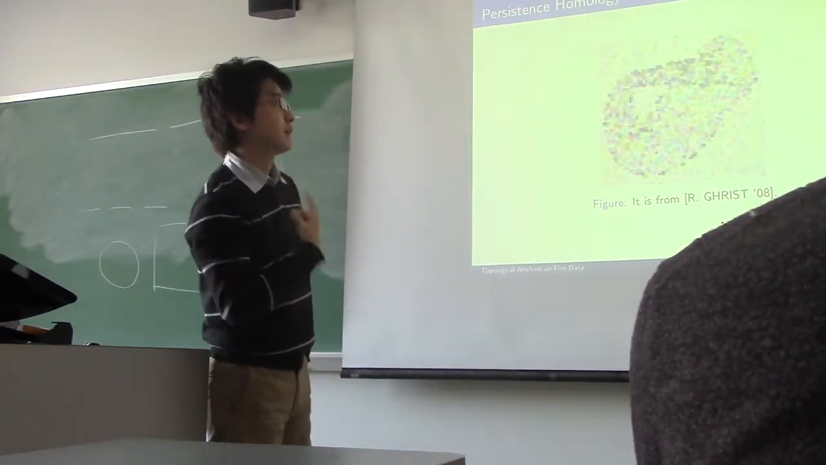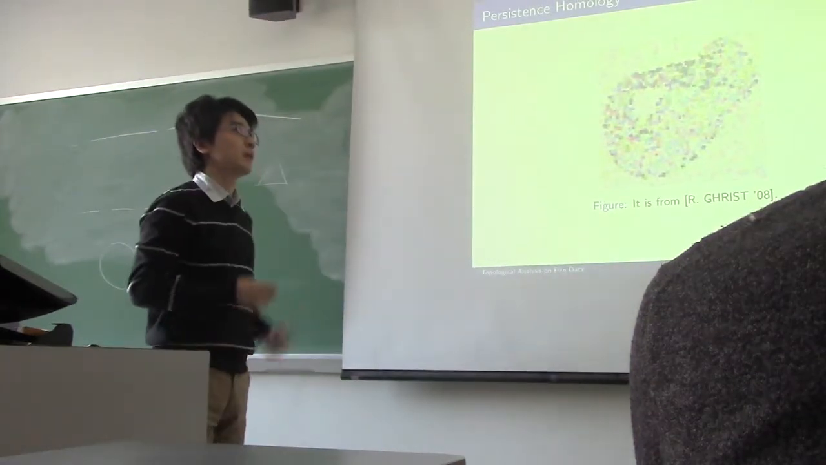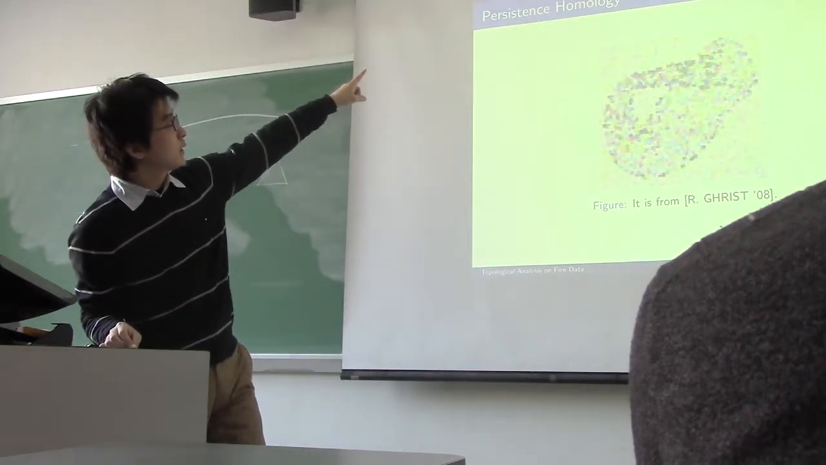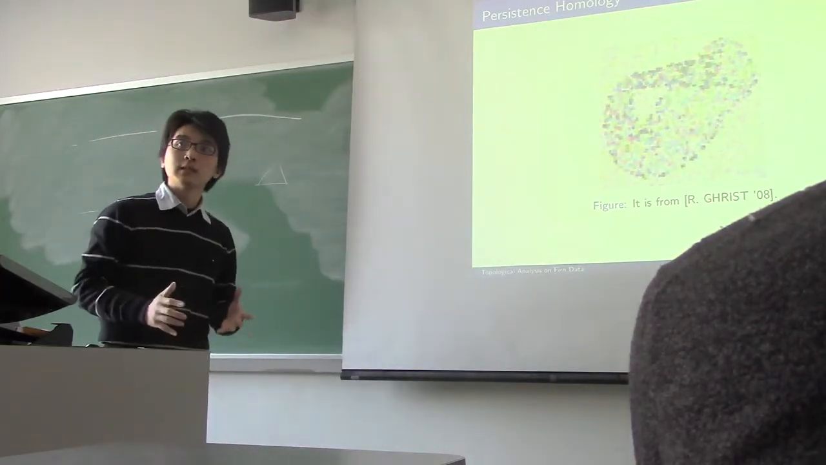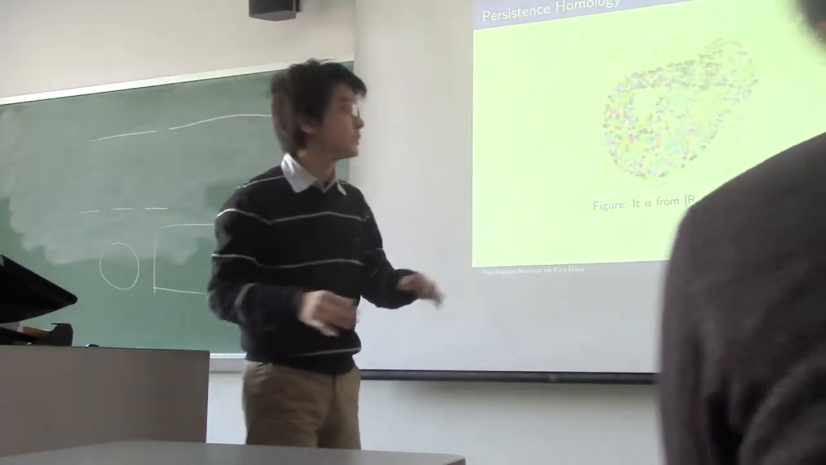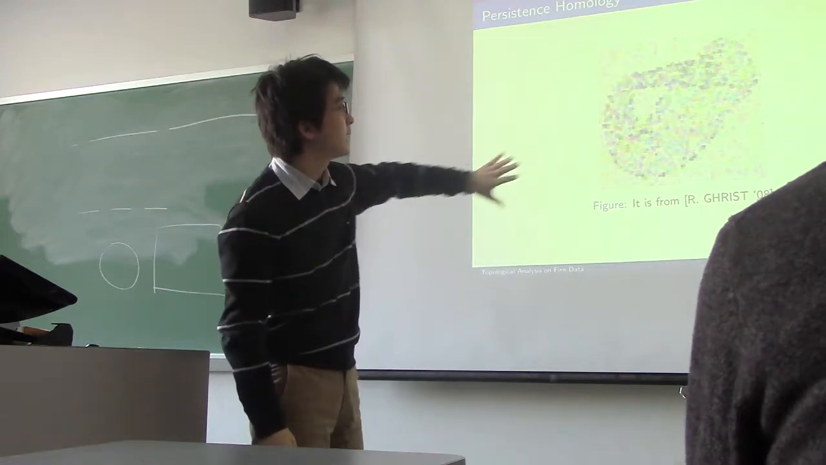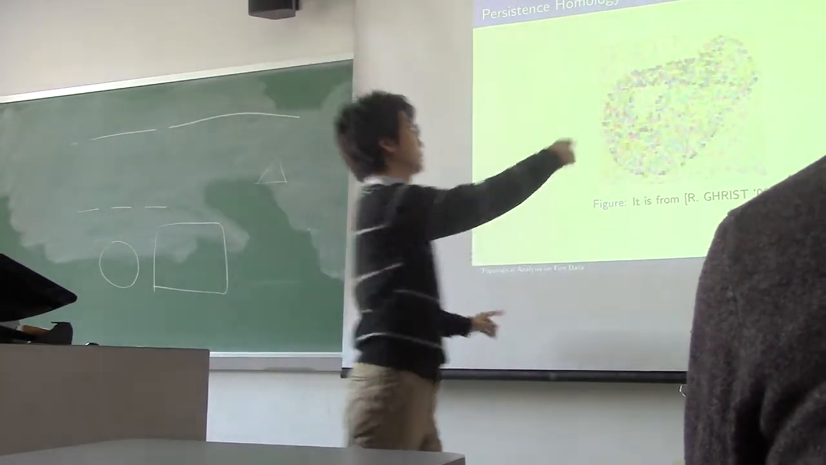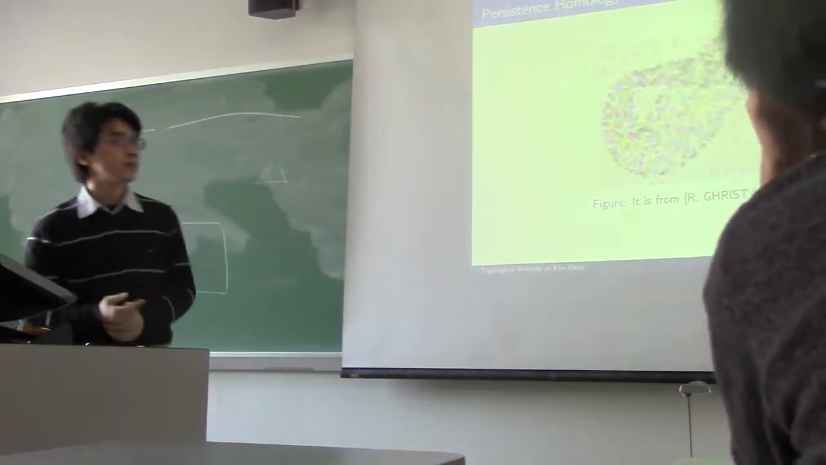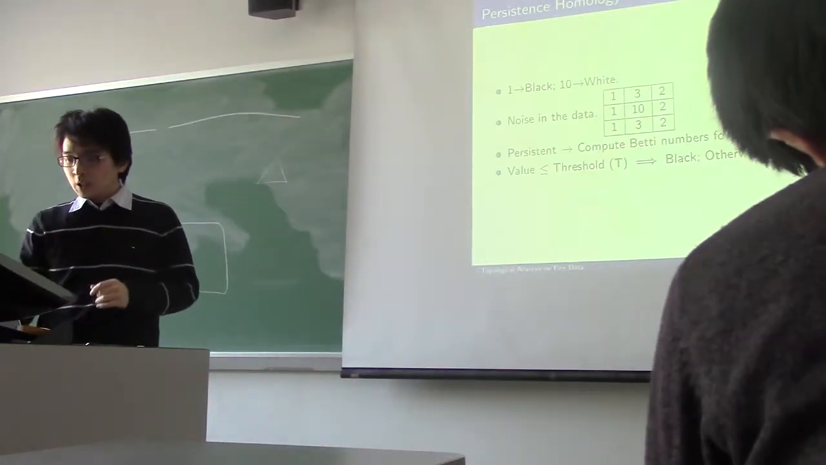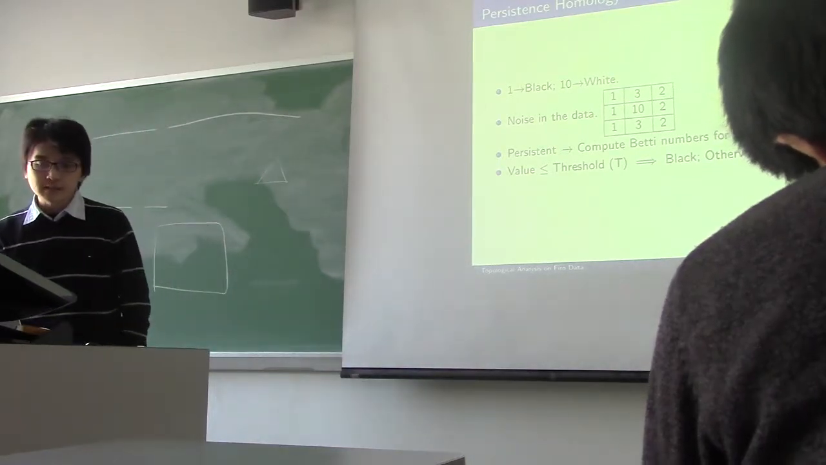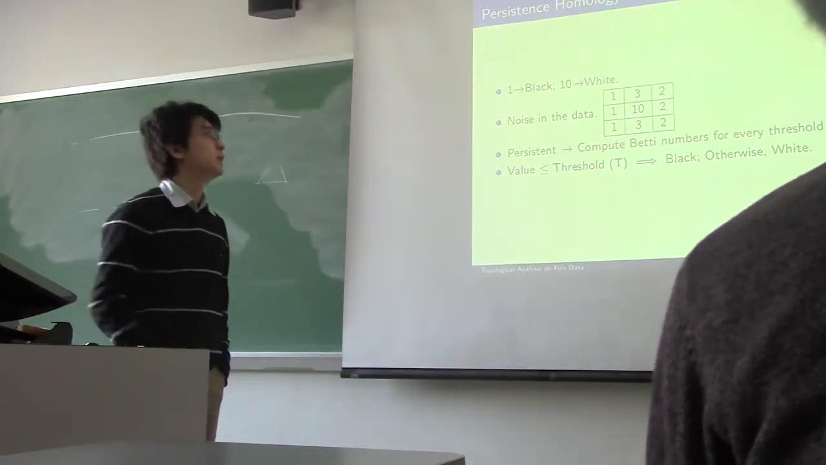But what about the computer? Right? If you put it in a computer, what can the computer tell? That's another story. So this is where the persistent homology can help us. The persistent homology can tell you, roughly speaking, this thing is a circle. That's what the persistent homology can tell. Okay, so let me give you a precise, concrete example of how that works.